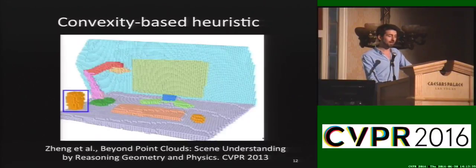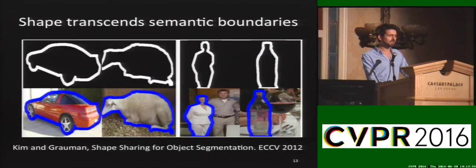Zeng et al. directly tackled our problem, using the observation that man-made objects tend to be convex. Their heuristic segments the scene, before the voxels in each segment are marked as occupied if they land within its convex hull. And there are other methods too. Finally, in our work, we are inspired by previous segmentation work, which makes the observation that shape transcends semantic boundaries. In our man-made world, at a part level, there is a lot of repetition between the shapes of objects. And we exploit this to learn from a set of training examples how to complete previously unseen objects and scenes.